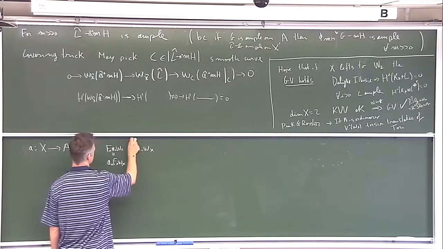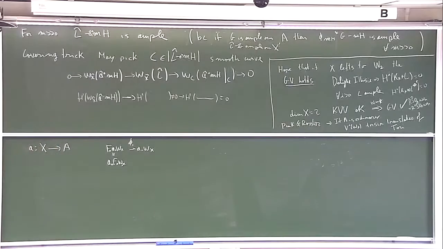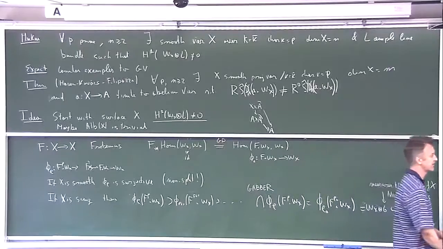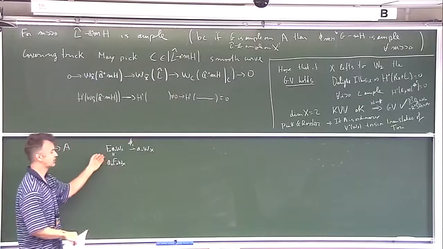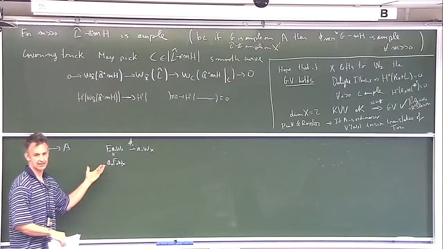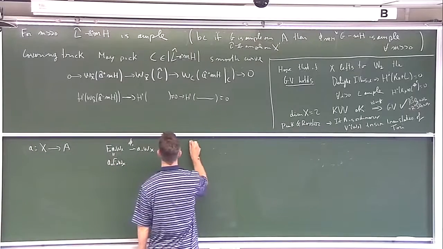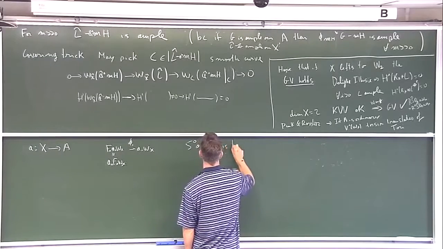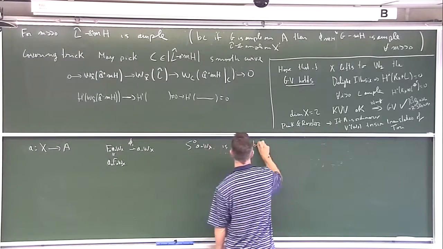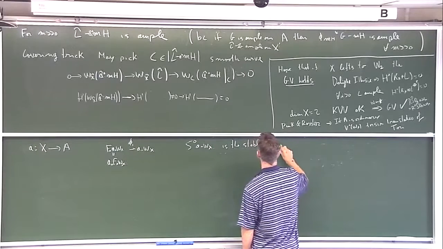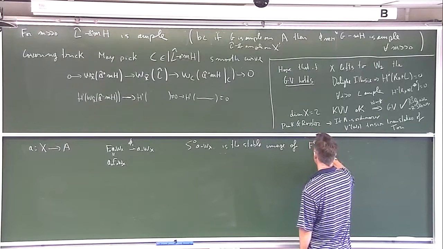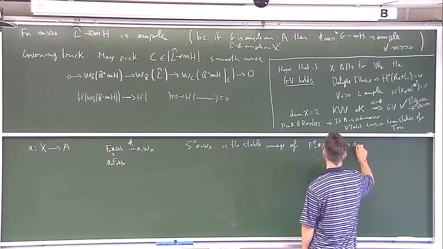Let me call this map φ_1 again, right? So Gabber's theorem does not just apply to the canonical divisor. It also applies to objects like this. In general, it applies to any Cartier module. So this is an example of a Cartier module, and Gabber's theorem applies to any Cartier module. So in this situation, S^0 of a lower star of ω_X is the stable image of F^e lower star of a lower star of ω_X to a lower star of ω_X.